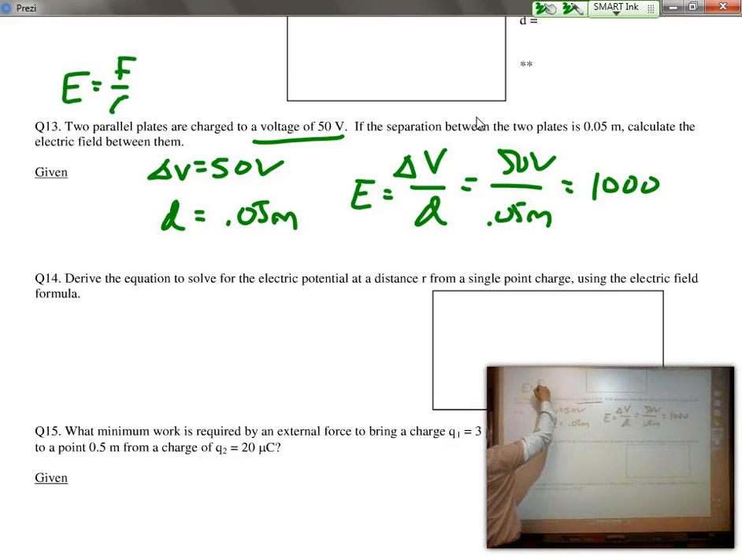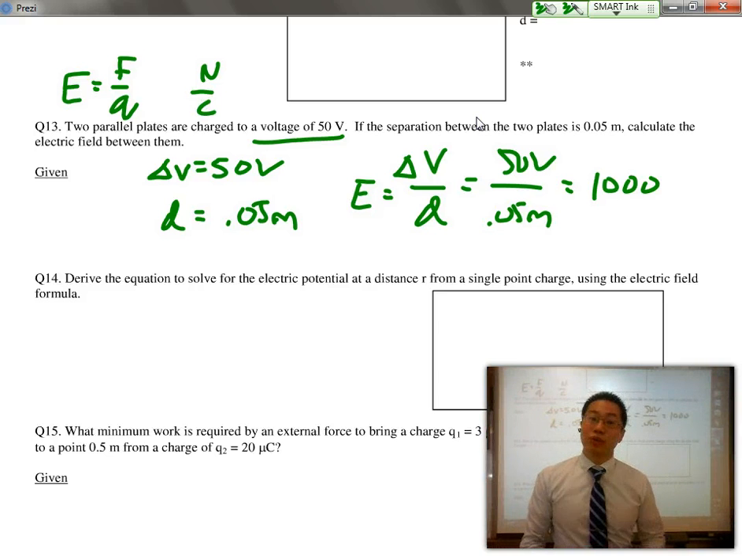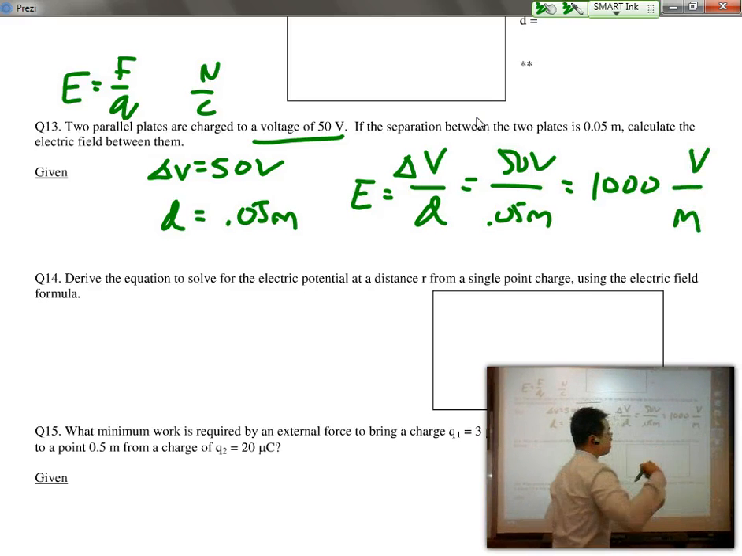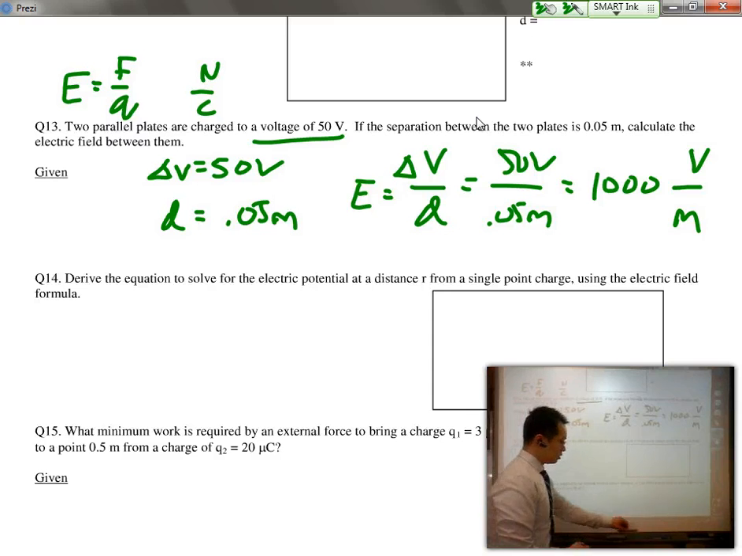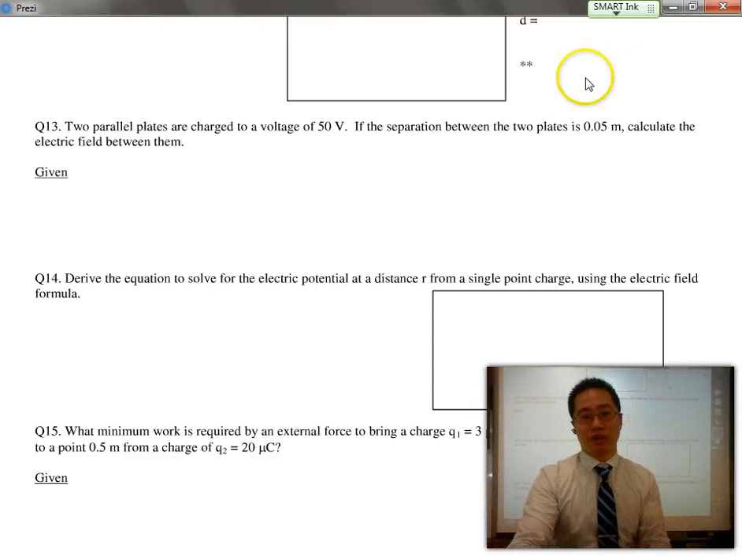Now, our previous unit for electric field was newtons per coulomb, and that's based on the formula E equals F over Q. So we get newtons per coulomb from that. However, based on this formula, we can have an alternate unit. Either one is fine, but in this case, it could be volts per meter.